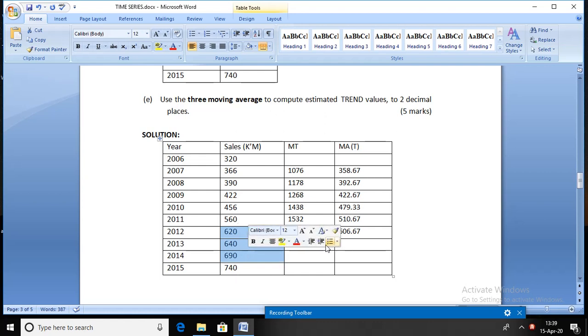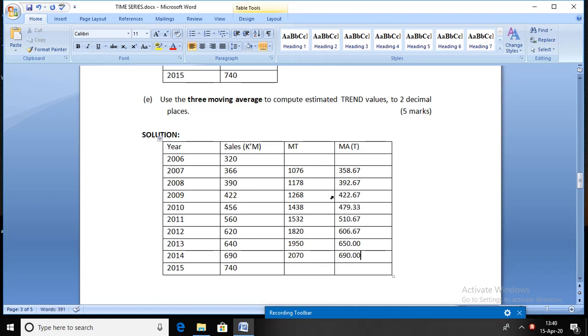Add the next 3 values, the answer put it in the middle. So the next 3 values like that, put the answer in the middle. That should be 1950. That divided by 3 should give you 650.00. And add the last set of 3 and put your answer right in the middle. It's going to be 2070. And that divided by 3, it's going to be 690.00.